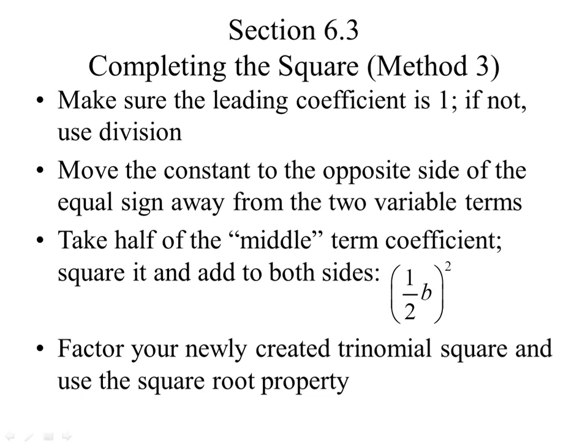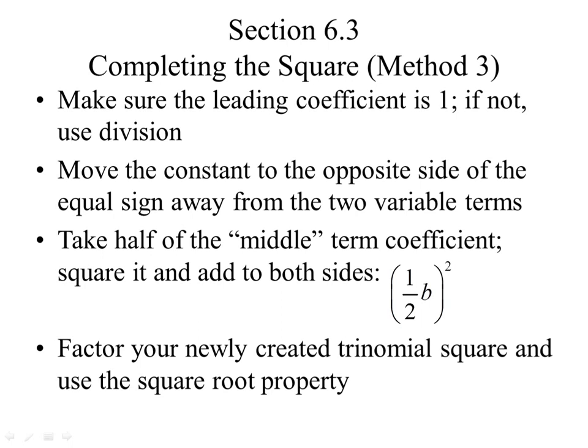Now, the third way is completing the square. And like I said, when you get into 112, you will complete the square a whole bunch. So make sure you know how to complete the square. Step number 1, make sure your leading coefficient is 1. If it is not 1, then you need to divide by that leading coefficient for every single term.